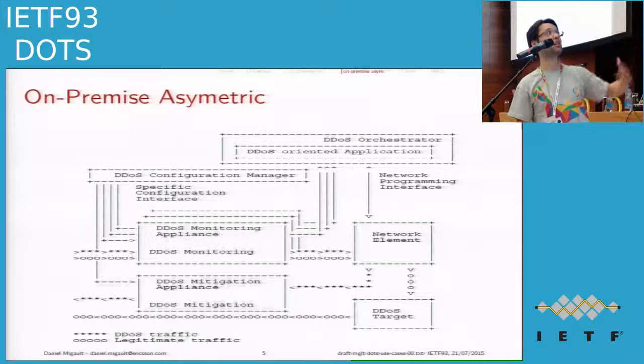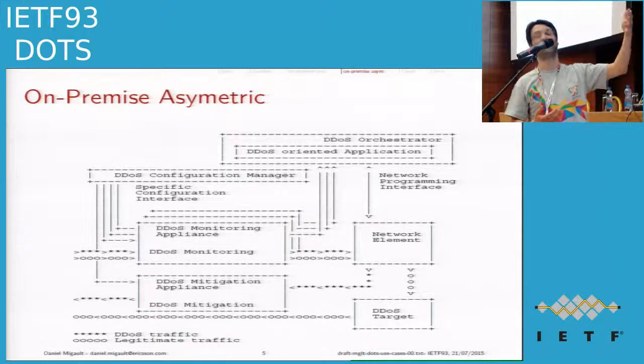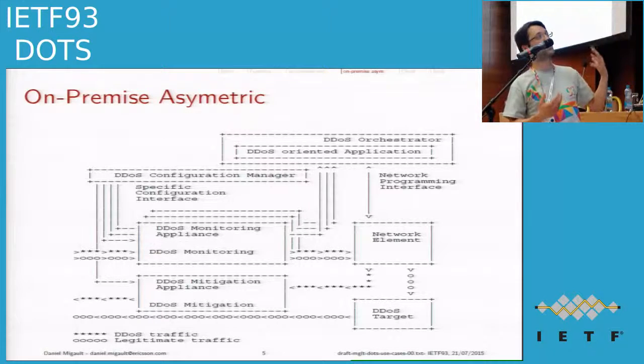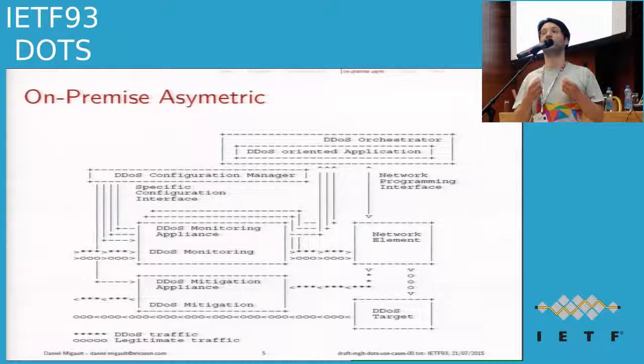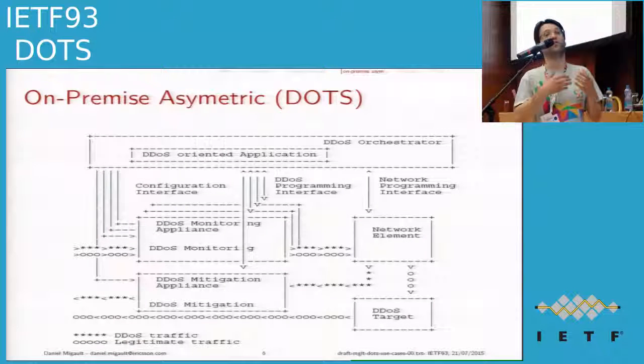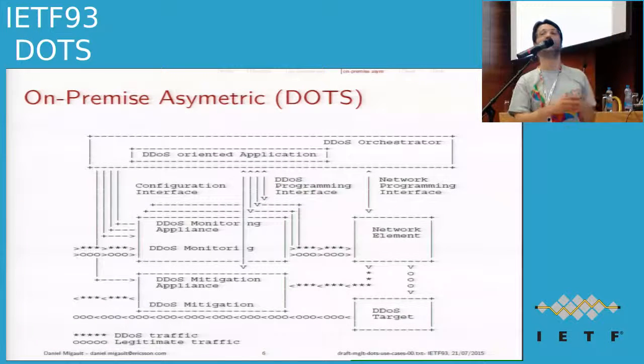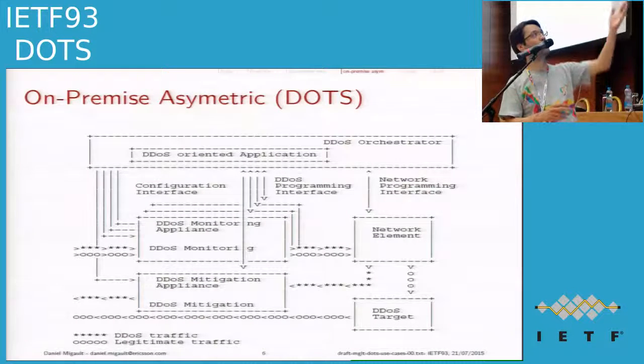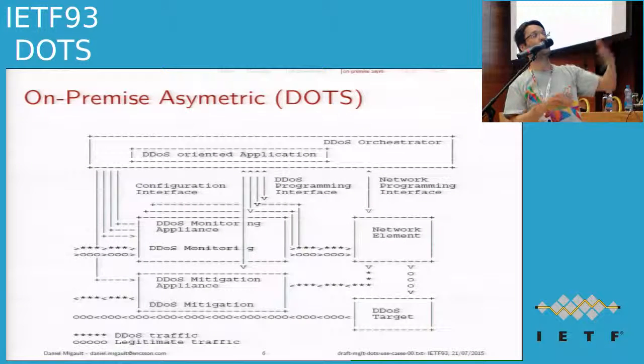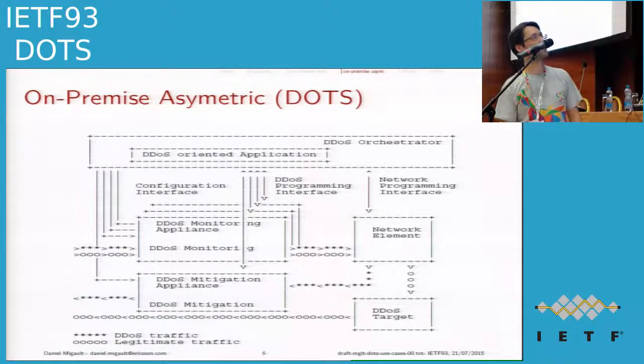And so basically you can see that the DDoS monitoring appliance is sending a lot of information to the DDoS orchestrator. So on the next slide, what we can expect from DOTS is that instead of sending all the information related to the traffic, you can reduce that to one alert, which is represented by the DDoS programming interface. So it's only one alert that says the threshold has been reached, and you can provide some additional information, but it's up to the DDoS orchestrator to take the decision.